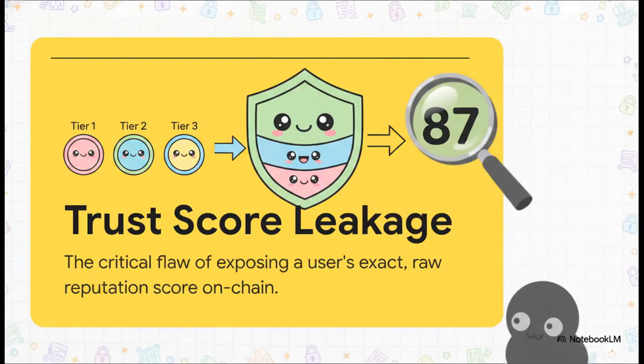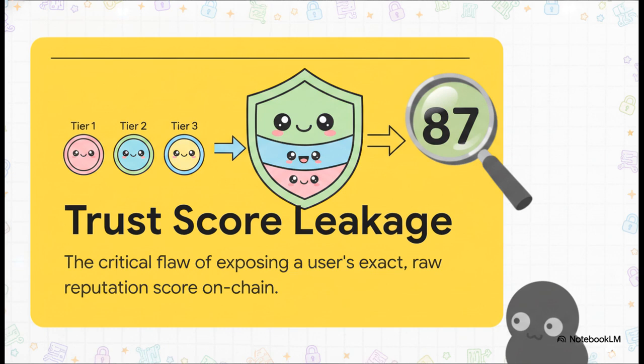Let's talk about that trust circuit for a second, because it patches a massive vulnerability: trust score leakage. This circuit proves a user belongs to a specific tier, rather than leaking their raw exact reputation score on-chain. Think about it. If your raw trust score is exactly 87, and you happen to be the only member in the entire DAO with an 87, well, anyone watching the chain can instantly de-anonymize your vote, right?